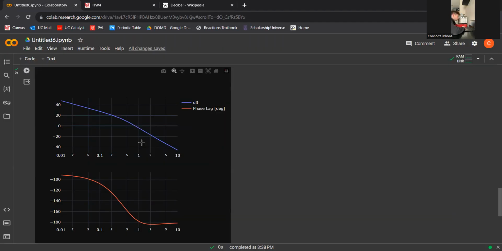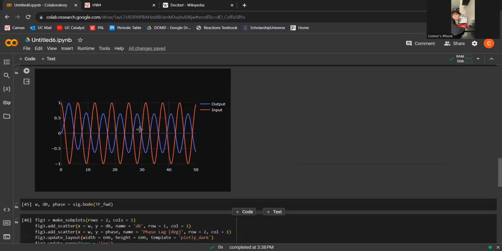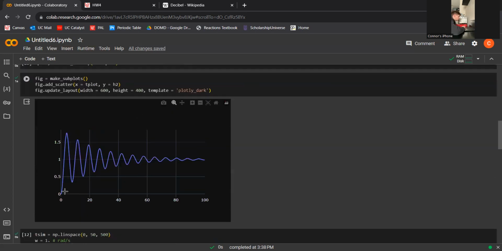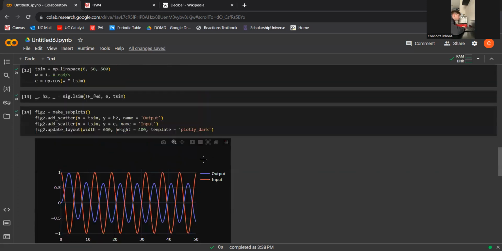And then, looking here at our crossover frequency, our decibel reading is negative, so our system is stable. If we look up here, again, our input amplitude is greater than the output amplitude. That's another sign of stability in our system. And then if we look here, these oscillations are decreasing, meaning our system is stable.